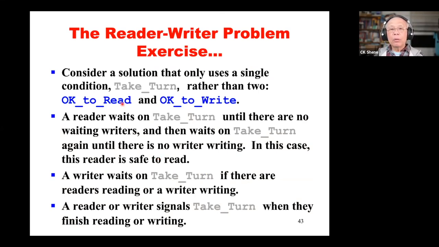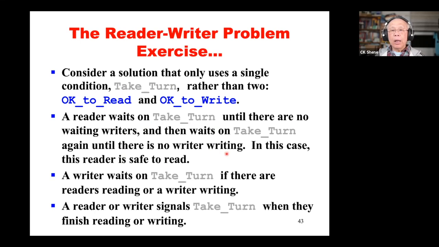In our previous example, we used two condition variables, okay to read, okay to write. I found a solution in which only one condition variable, take turn, is used. A reader waits on take turn until there are no waiting writers. And then it waits on take turn again until there's no writer writing.